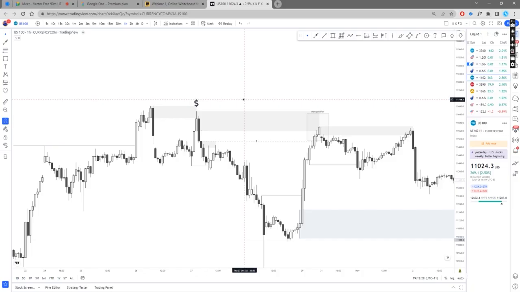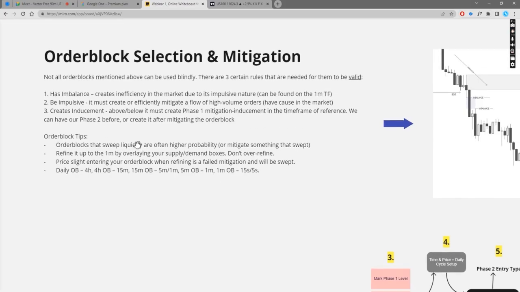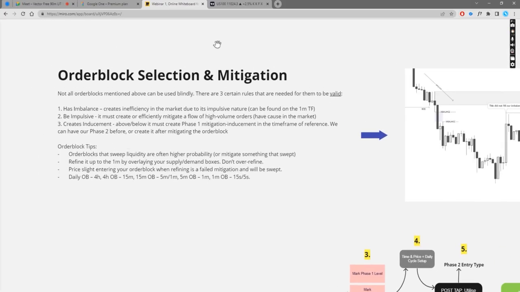I'll go over the two-phase theorem in another lesson, because it's a little bit more advanced, but this whole idea, where we're finding this as an accumulation, this horizontal level, is our phase 1. So we need to have that phase 1 and those other two rules. And there are some order block tips as well that are really beneficial. Order blocks that sweep liquidity are often high probability.